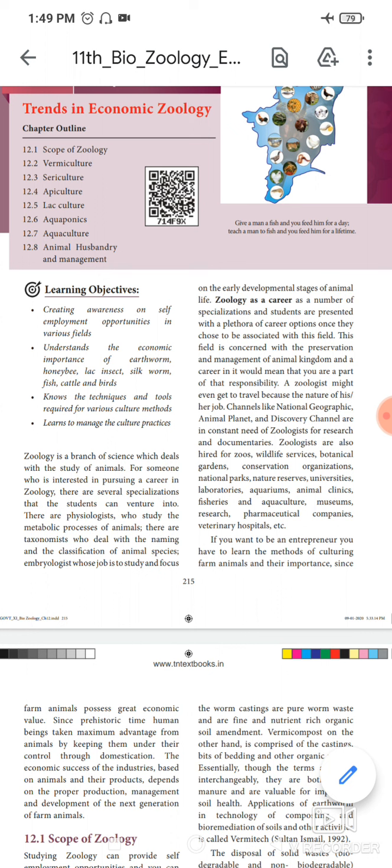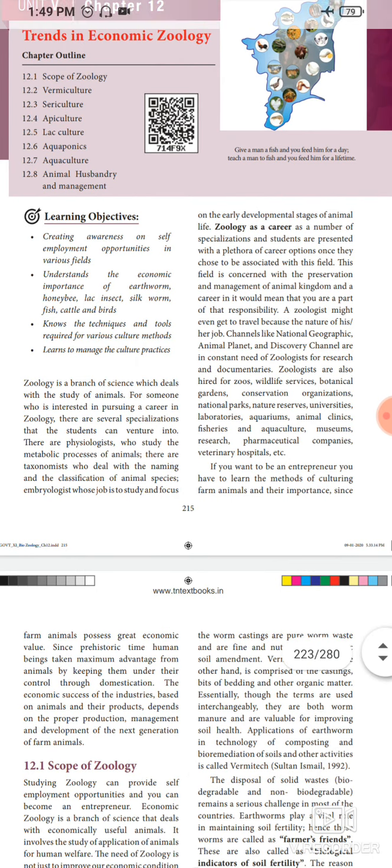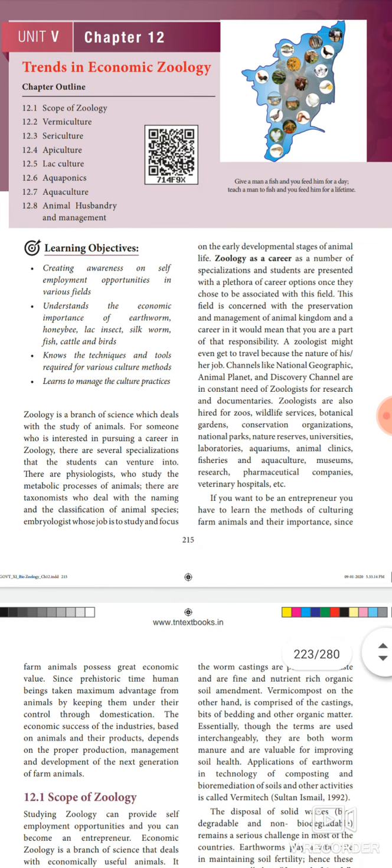There are physiologists who study the metabolic process of animals. There are taxonomists who deal with the naming and the classification of animal species. Embryologists are those whose job is to study and focus on the early developmental stage of an animal's life. Zoology as a career has a number of specializations, and students are presented with a plethora of career options once they choose to be associated with this field.